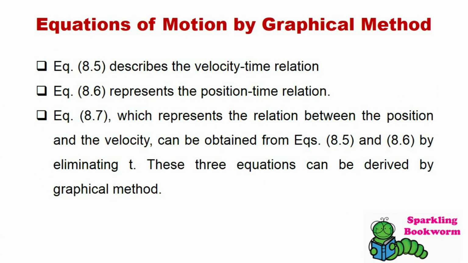Equations of motion by graphical method. Eq. 8.5 describes the velocity-time relation. Eq. 8.6 represents the position-time relation. Eq. 8.7, which represents the relation between the position and the velocity, can be obtained from Eq. 8.5 and 8.6 by eliminating t. These 3 equations can be derived by graphical method.